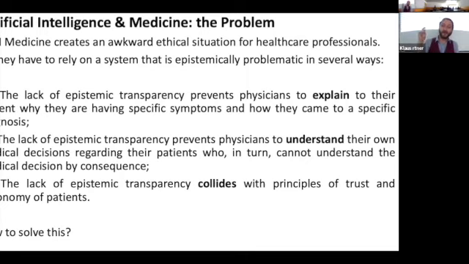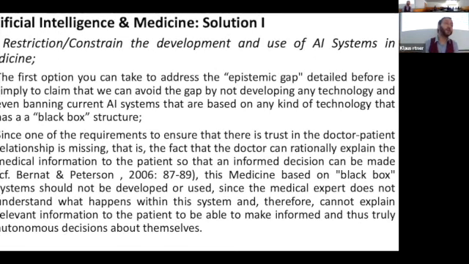Okay, so this is the problem, and of course, it's a hard problem, but philosophers are weird people. We like to solve hard problems, so here we go. So the first solution is, of course, to argue that we can basically just restrict or constrain any development of AI models that have a black box structure.